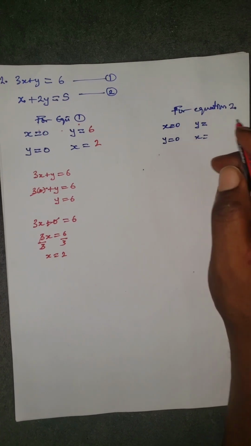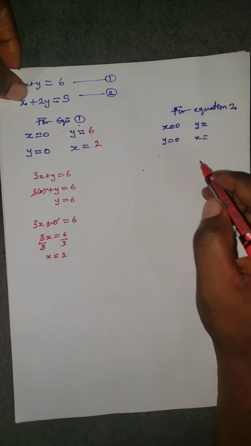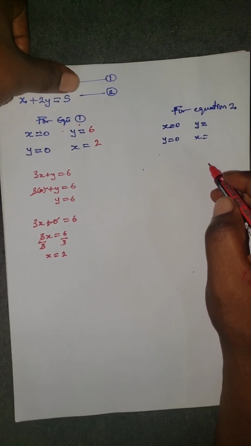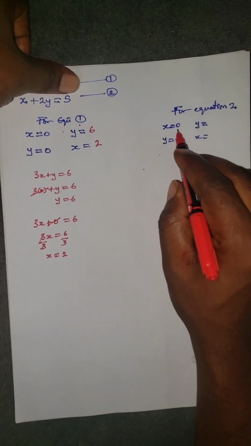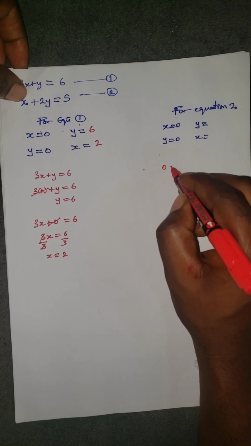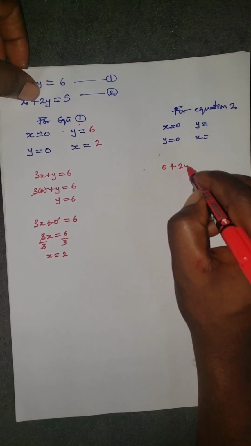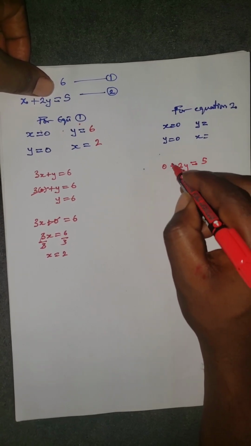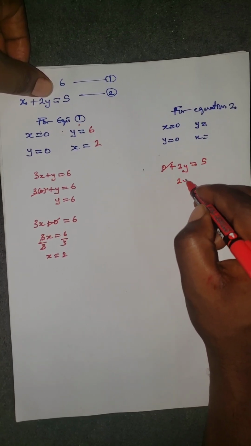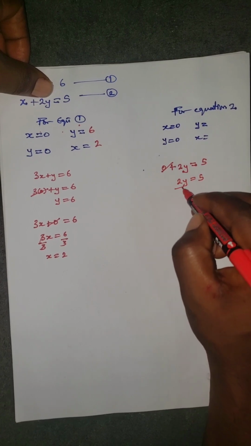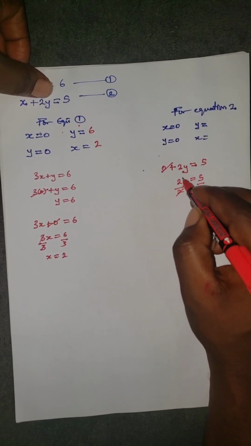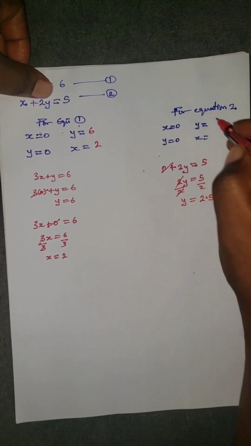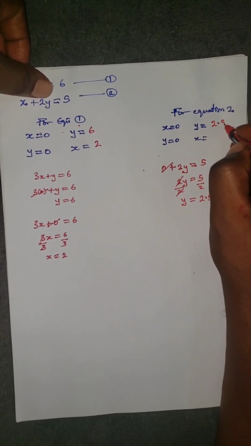Now let's come to equation 2. Equation 2 is x plus 2y equals 5. So when x equals 0, I'll have 0 plus 2y equals 5. So I have 2y equals 5. Divide by 2, divide by 2. This and this will go, y equals 2.5. So I have it as 2.5 here.